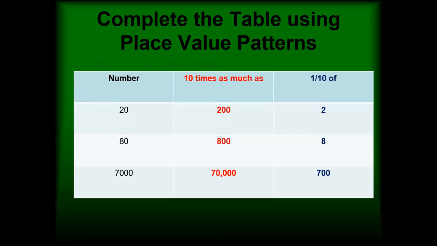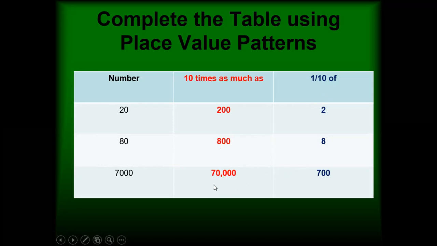Now here you are asked to complete the table using the place value patterns. The number 20 is given. What is 10 times as much as 20? 10 times 20 is 200. And what is 1/10 of 20? 2. You can just cut the 0 and write 2. Now 80. What is 10 times as much as 80? It's 800. And 1/10 of 80 is 8.